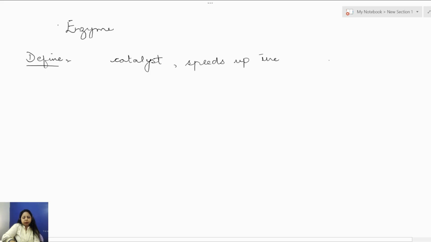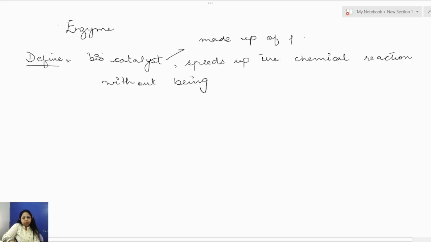It's a catalyst that speeds up the chemical reaction without being used up. There is one thing missing when we have to define the enzyme. What catalyst? What type of catalyst is this? Made up of protein. So we call it a biocatalyst, or we can also say these are made up of protein. Okay, we can write here like this.